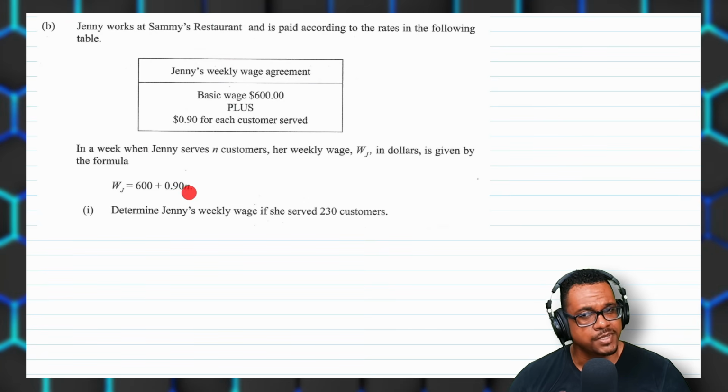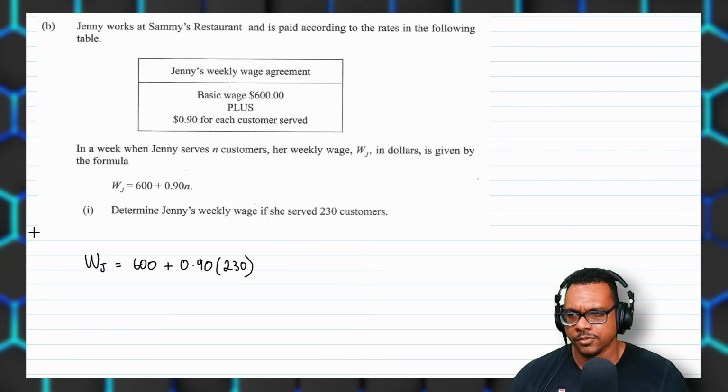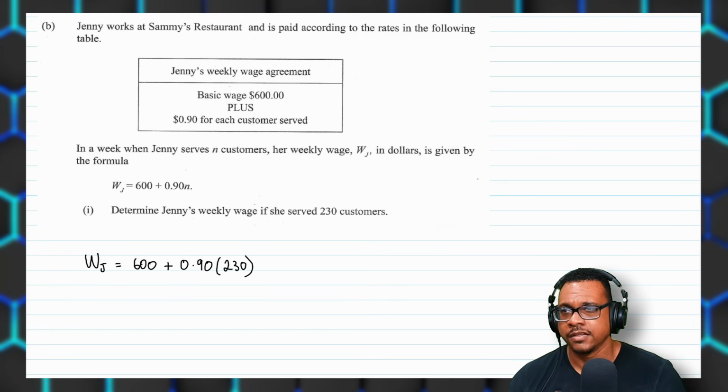So all we have to do is replace this N with 230. So we put W_J, Jenny's weekly wage, is 600 plus 0.90 times, I'll just put in brackets, 230 customers, right? So again, we know we have to work out multiplication before we can do the addition. So you can multiply 90 cents or 0.9 by 230, get an answer and add it to 600.